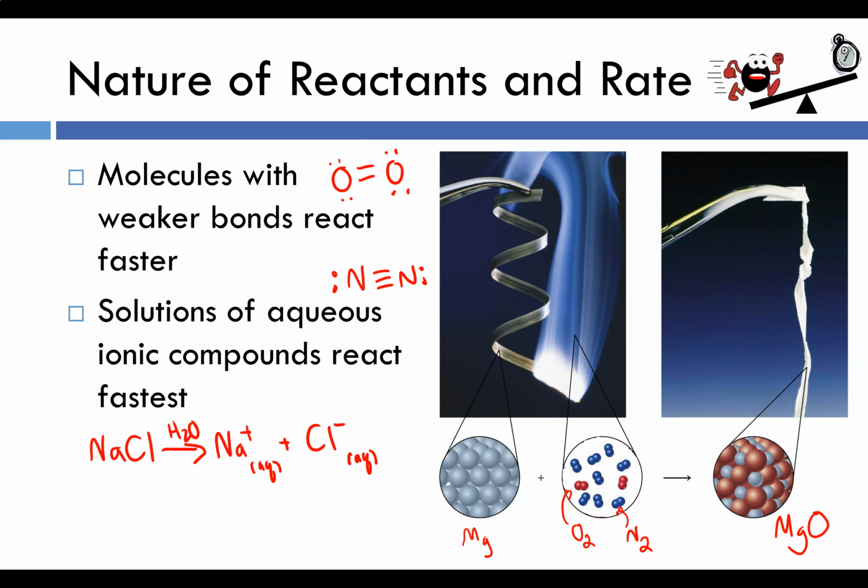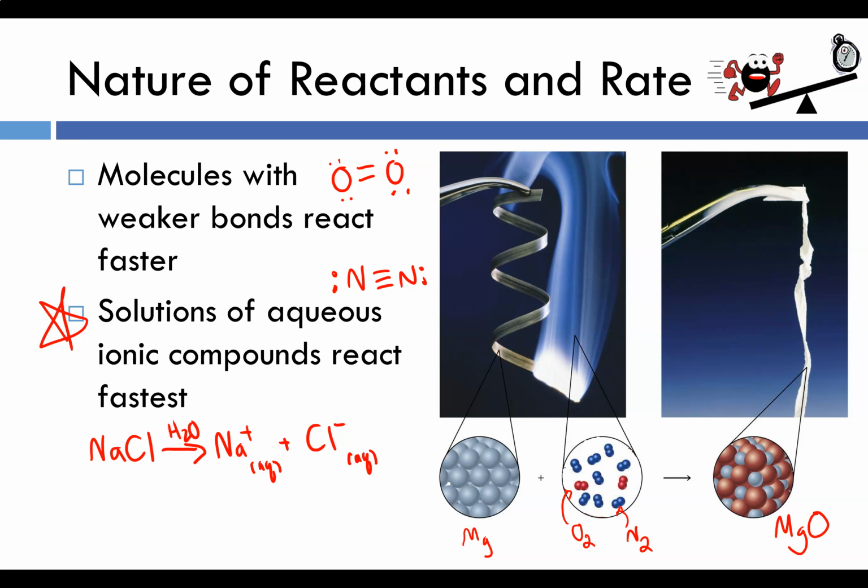So if I try to mix sodium chloride with something like silver nitrate, for example, I'm going to create a white solid almost immediately upon combining those two solutions, and that white solid will be silver chloride. Definitely make a note of that.